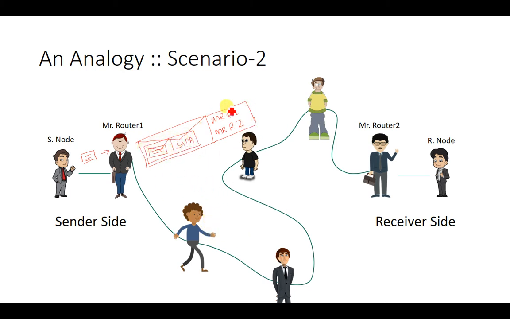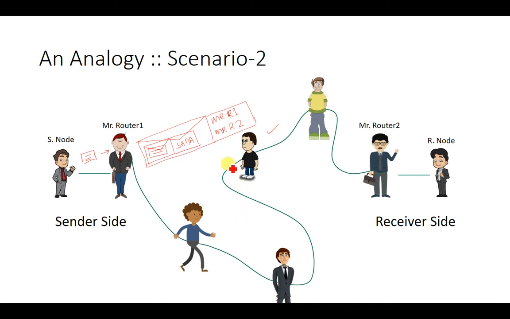Now, even if this message is seen by people in the path, they will not be able to know who is the actual sender and who is the actual receiver. But they are able to know that some router is sending the packet to some other router. That helps in providing authentication, integrity, confidentiality, everything will be preserved by this method. So this is called the tunnel mode.